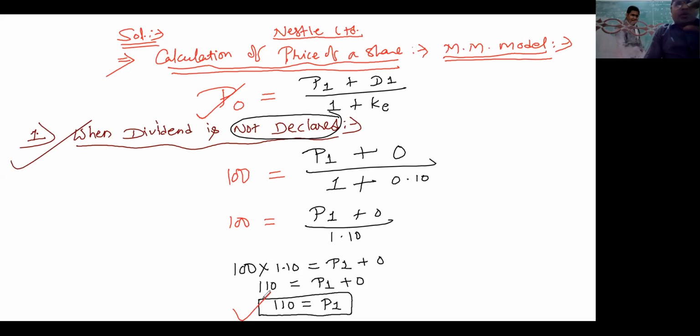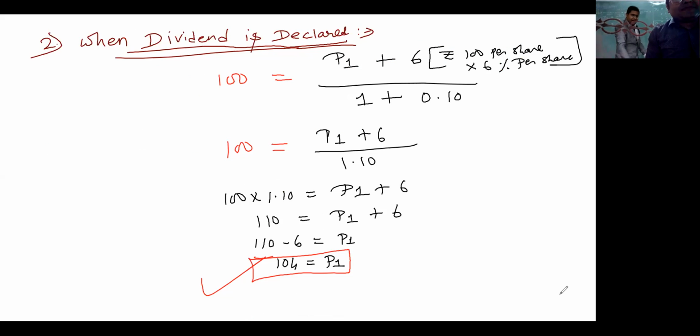Clear? All of this should be fixed in your mind. When dividend is not declared, the market price is 110. And when dividend is declared, at that time your market price is 104. That's it. Now the third case, what is given?